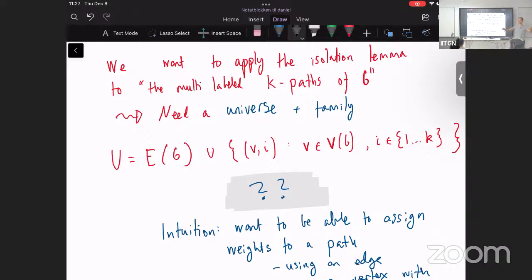So if I give you a multi-labeled path, and I tell you which edges it used and which vertex comma label pairs it used, then if I tell you the edge set and the set of labeled vertices, I can also tell you which vertices it visited in which order and which label it used when it visited the vertex.